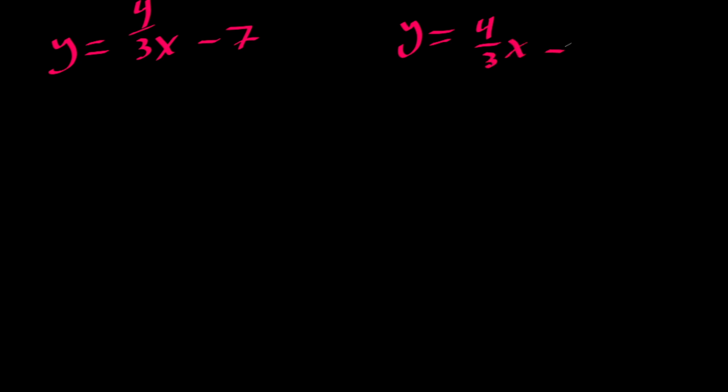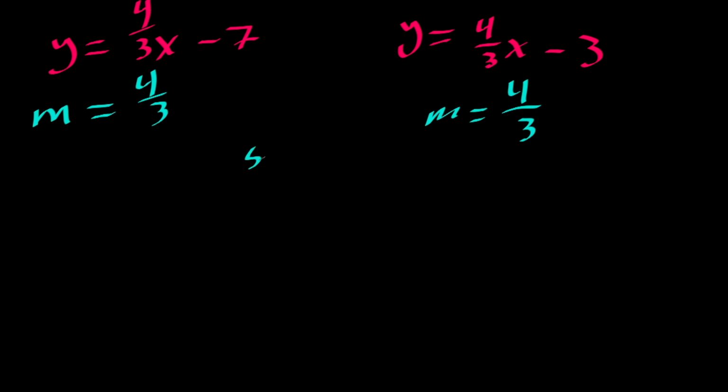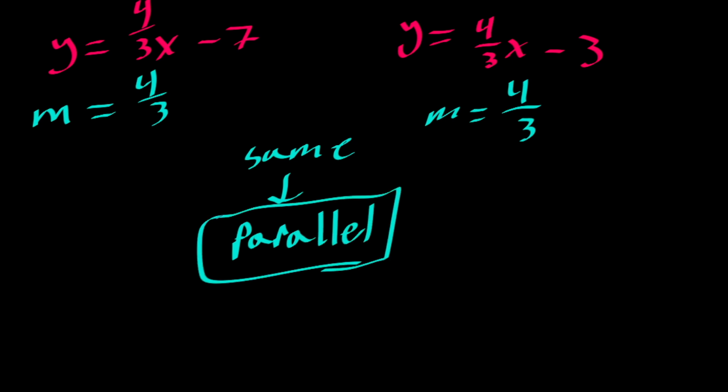All right, let's look at a few more, and these will get a little bit easier. So y equals 4 over 3x minus 7. The second equation is y equals 4 over 3x minus 3. Once again, we want to look at the slopes. m for the first equation is 4 over 3, and m for the second equation is 4 over 3. If they are the same slope, that means they are parallel. So these two lines are parallel.